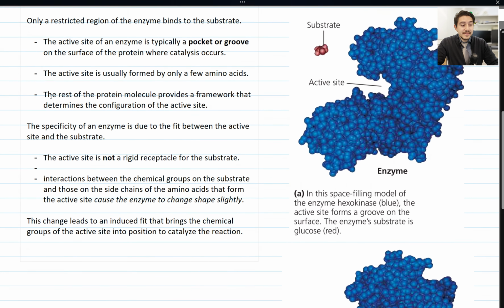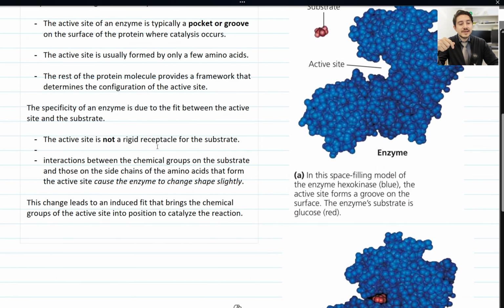Interestingly, the active site is usually formed by just a few amino acids. So the majority of the protein molecule, these long sequences that we've seen in polypeptide formation, will create these alpha helices and beta pleated sheets and the 3D structure. In the case of enzymes, that ultimately creates this active site. You're going to use all this chunk of protein to create that framework to configure a very specific active site. It's quite interesting.